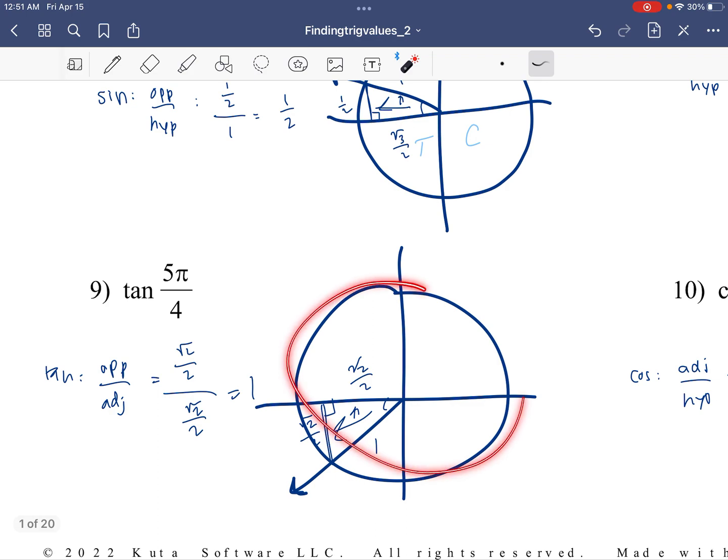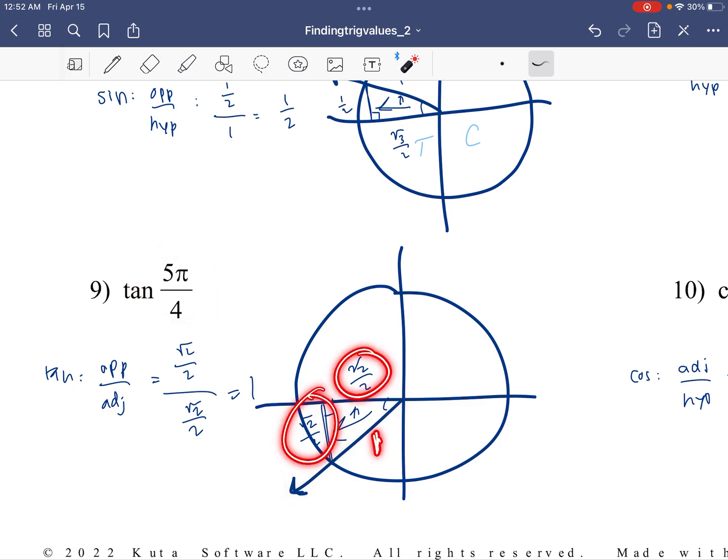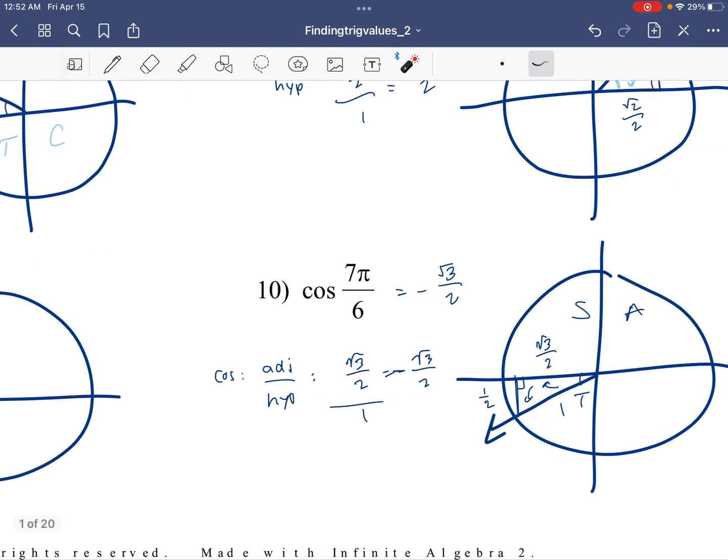Okay, down here, I drew a circle and found where 5 pi over 4 is. For the reference triangle, we have a 45, 45, 90 triangle here, meaning these two side lengths are the same and the hypotenuse is 1. We have opposite over adjacent, and that'll just give us 1. And it's All Students Take. In this quadrant, tan is positive, so our answer is positive.